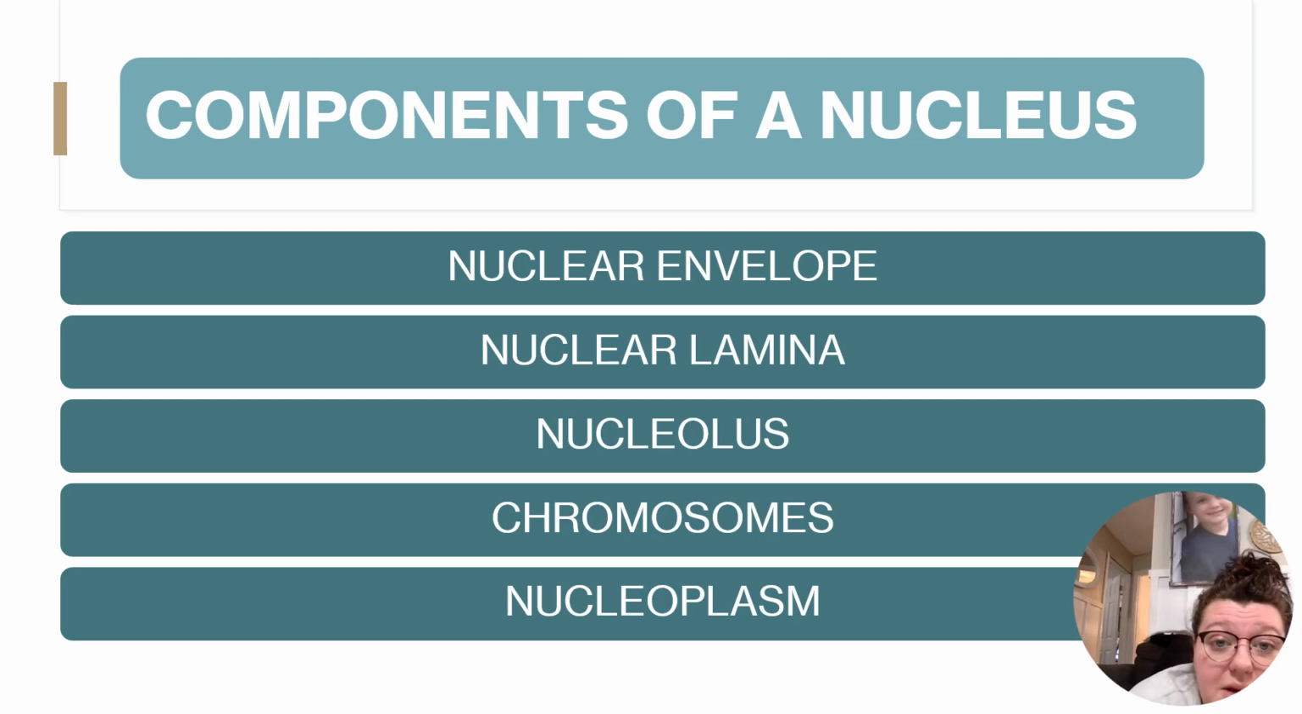So next we're going to talk about the different components of a nucleus, and then we'll jump into more detail on the next slides. So with a nucleus, you have the nuclear envelope, the nuclear lamina, the nucleolus, chromosomes, and nucleoplasm.